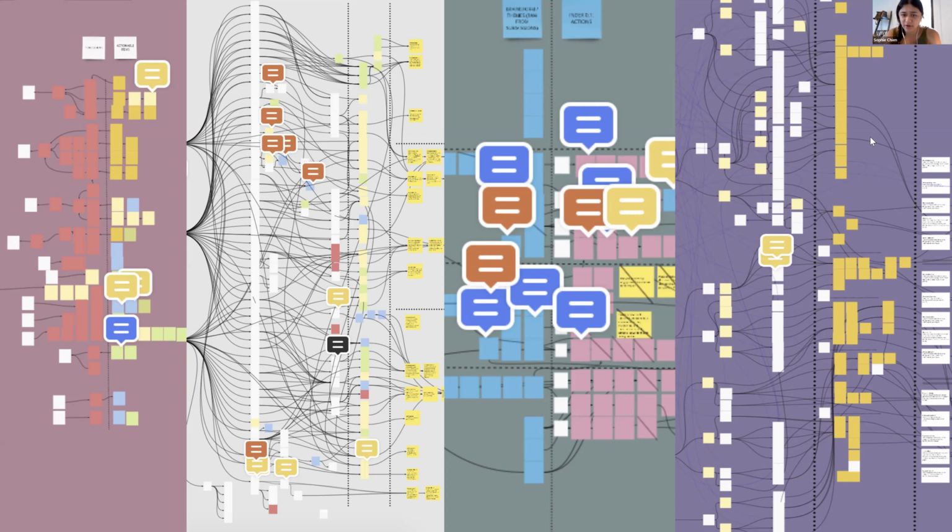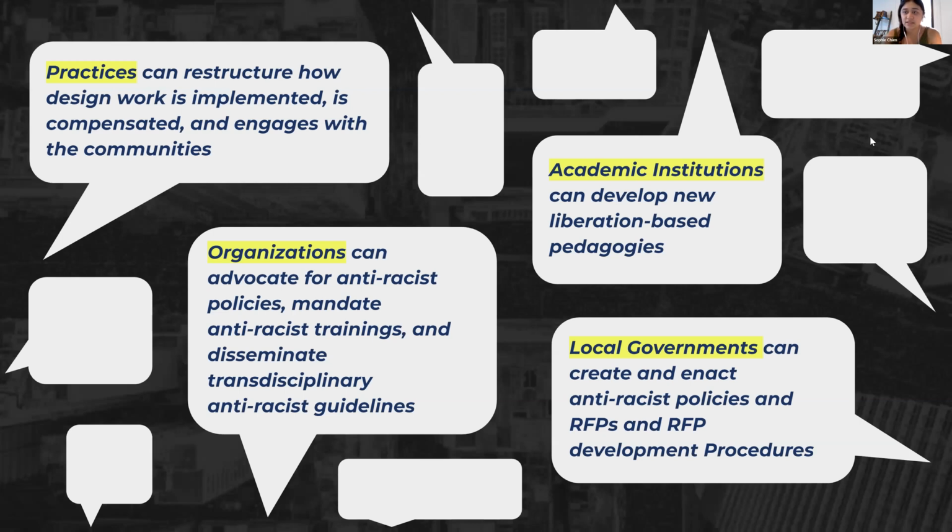And so these are our Miro boards and how we started thinking about the tangible steps needed. We categorized things in a few ways, which I think might be helpful. We separated it into four industry types: practices, like actual architecture firms; organizations, which I think is probably the most similar to the fellowship; academic institutions themselves; and then local governments. So thinking about the RFP process.